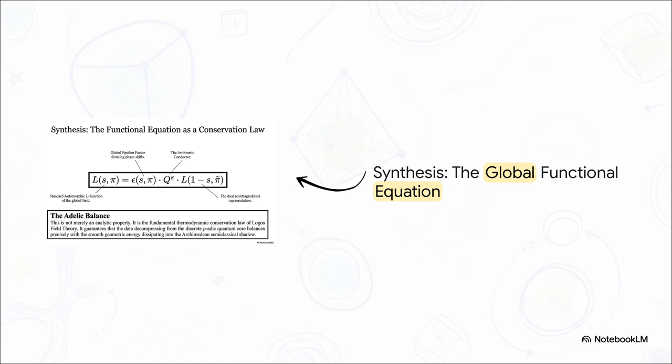And here is the mathematical mic drop, the global functional equation. Just look at how the automorphic L function perfectly balances against its dual representation. This single, elegant equation proves that the data decompressing from the discrete quantum core perfectly, exactly matches the geometric energy dissipating into our macro universe. The arithmetic strings and the continuous forces are perfectly conserved payloads.